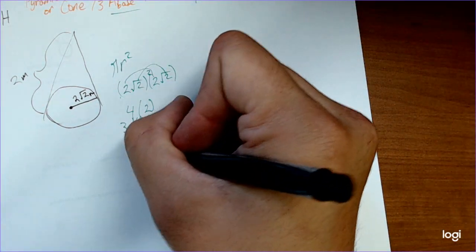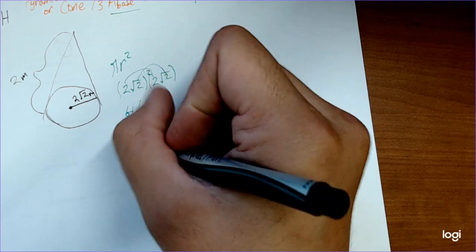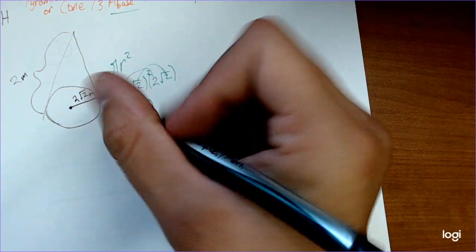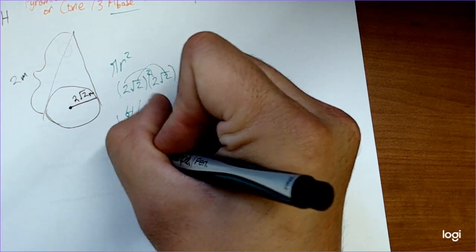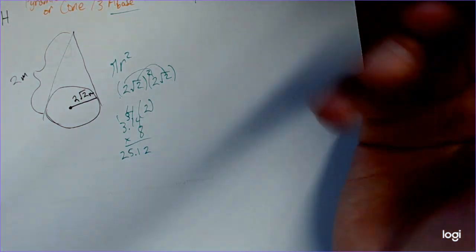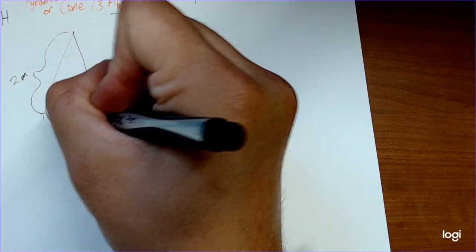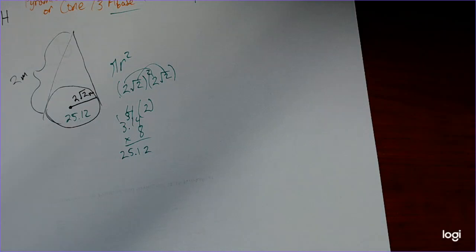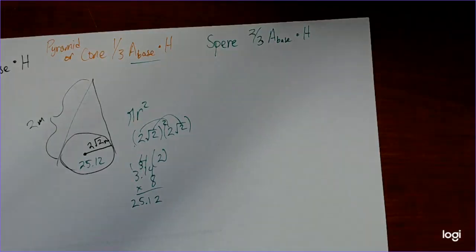4 times 8 is 32, carry the 3. 8 times 1 is 8, plus 3 is 11, carry the 1. 8 times 3 is 24, plus 1 is 25.12. So I've got the area of the base, it's 25.12. Great. Now, what do I do? I multiply it times the height.